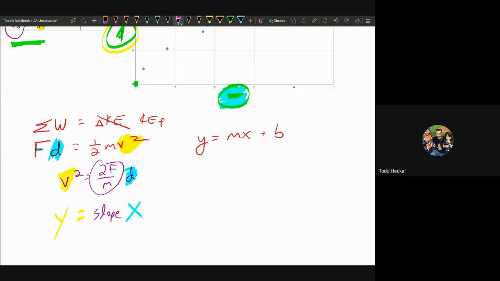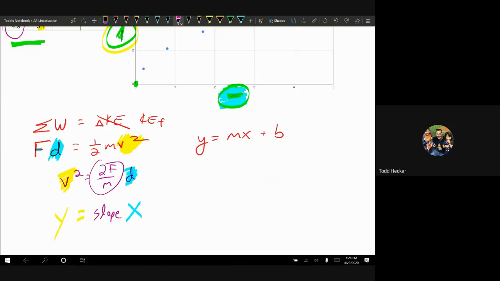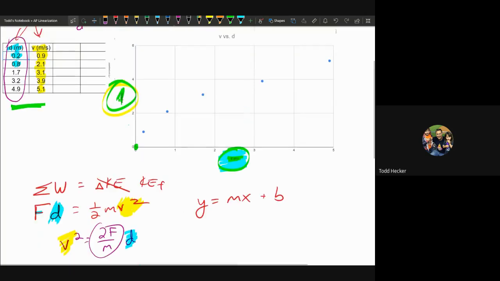So what that means then is I already know all of my d values because they were already in my data table. But I need to add a new column, a v squared column. So all I'm going to do is square each of these values. When you do that, here's what you get.